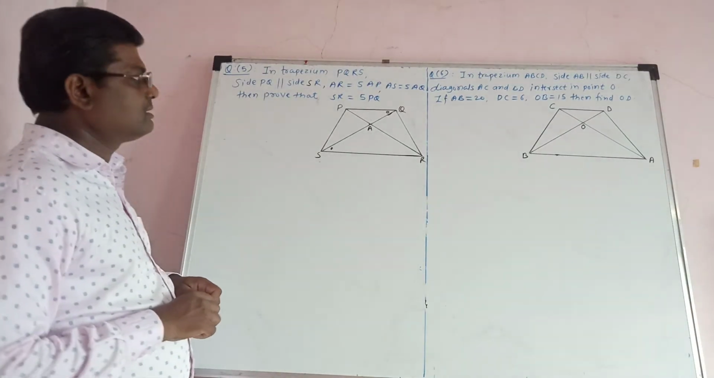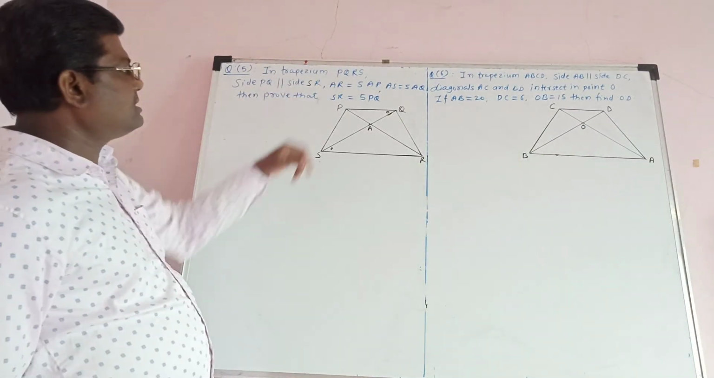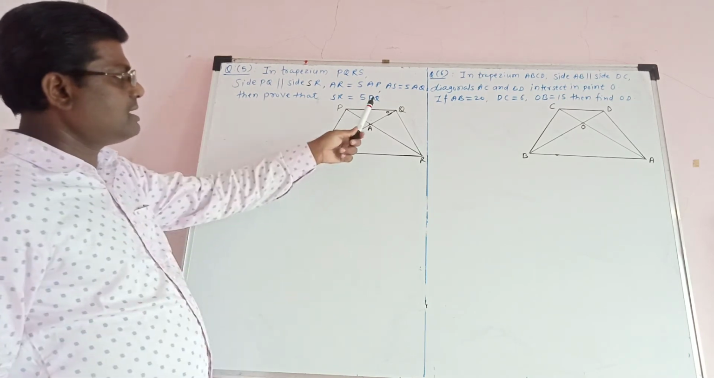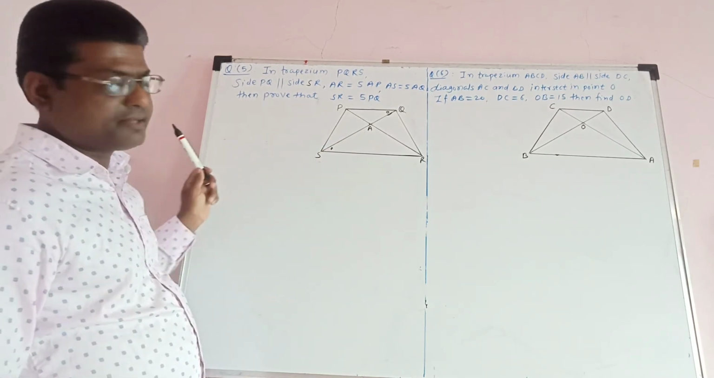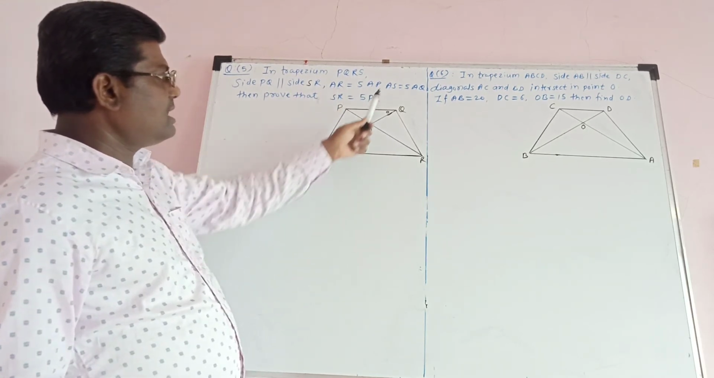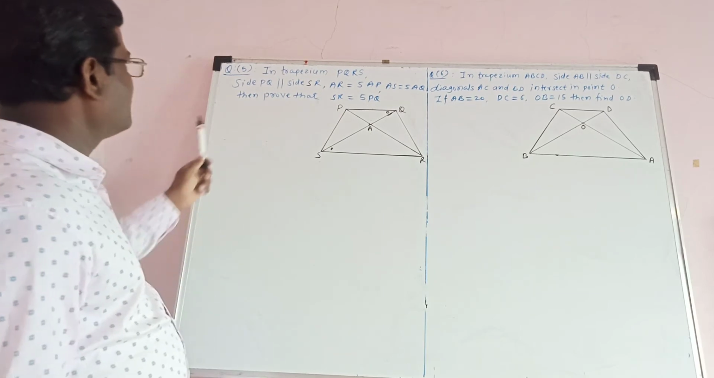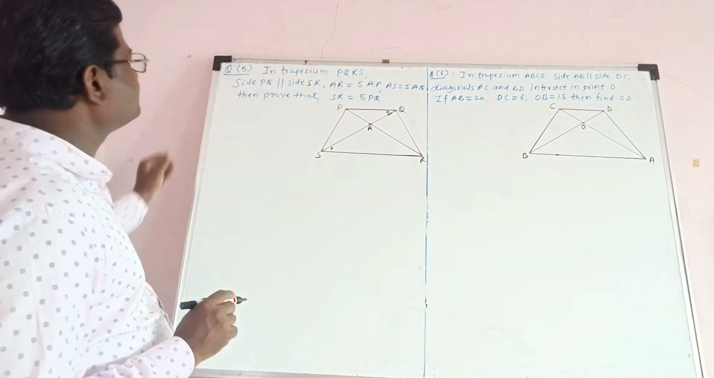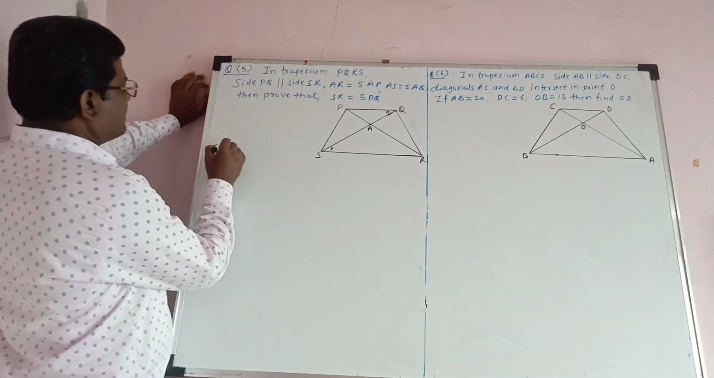Question number 5. In trapezium PQRS, side PQ parallel SR, and AR is equal to 5 AP, AS is equal to 5 AQ. Then prove that SR is equal to 5 PQ. Now let us solve this example.